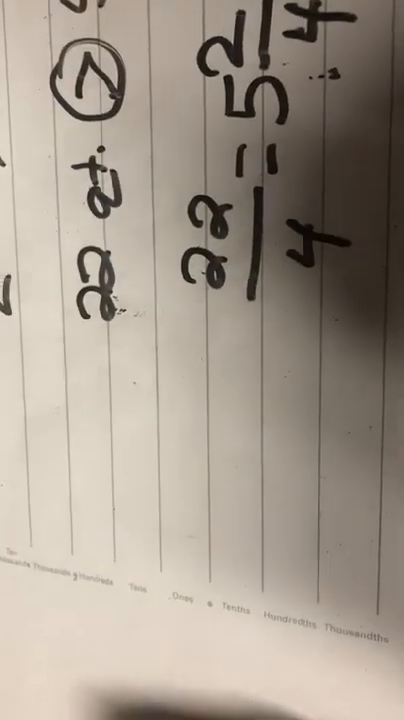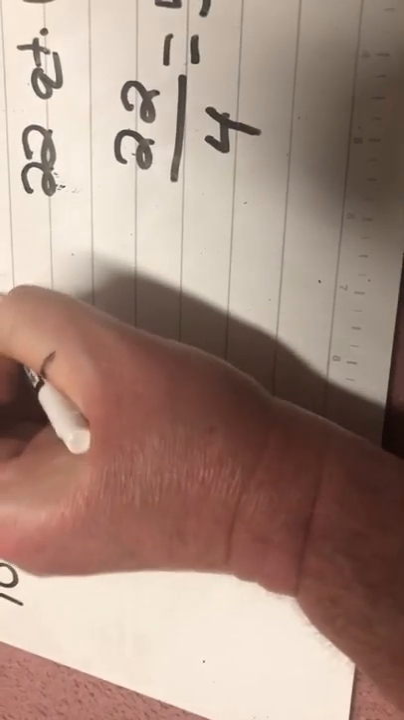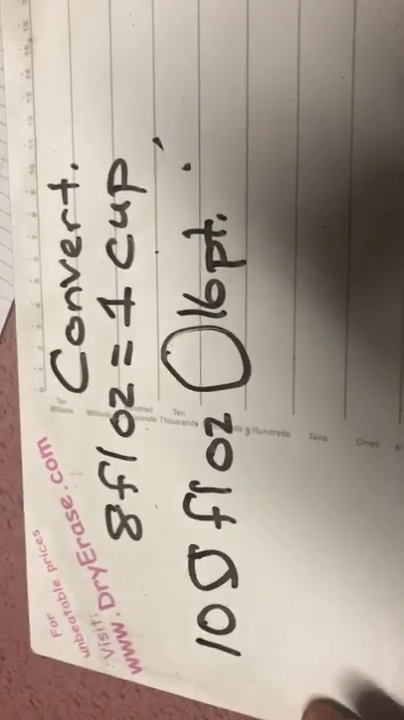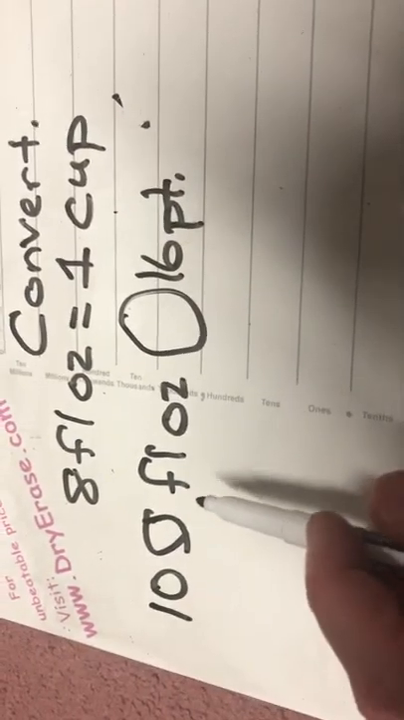Let's say, for example, we have 100 fluid ounces, and I'm trying to figure out what's bigger between that and 16 pints. All right, so once again, remember our 8 fluid ounces equals 1 cup. That's not actually in our chart, but we want to remember that 8 fluid ounces equals 1 cup. I've got 100 fluid ounces.